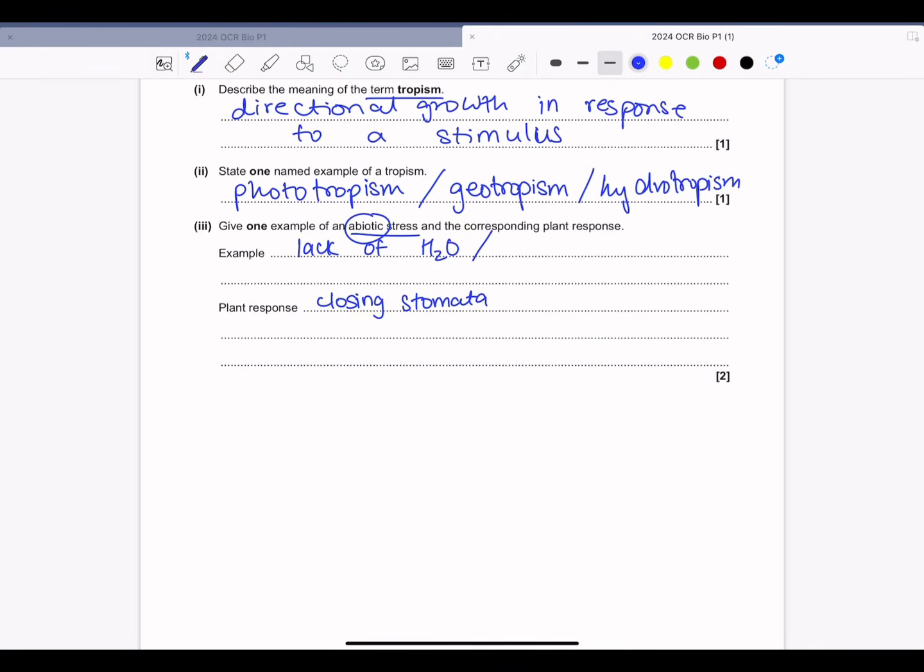Another example could be high temperature, and this would also close the stomata, to prevent water loss and dehydration. Another could be high wind speeds, and again, you could say closing stomata for that too. With low light levels, you could have described abscission, which is just leaf drop.